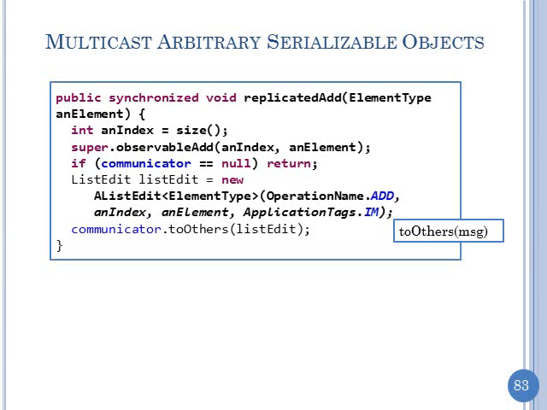Then the question becomes, how do I actually send messages? We know this is a multicast. We can just say send message to others. That's what this is all about. And the question is, what is the message object?